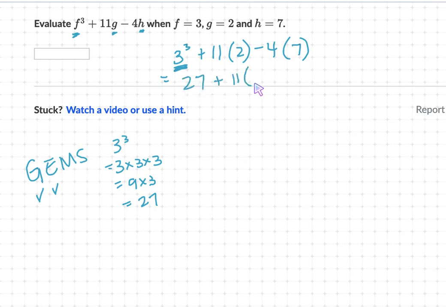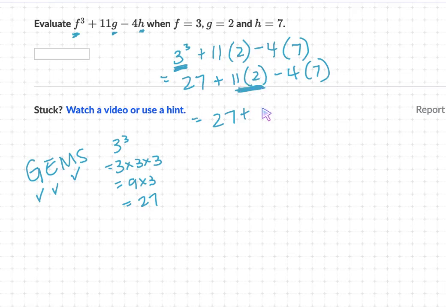I'm going to copy everything else back down that I didn't do yet because I'm working on one step at a time. Now exponents are done. I'm going to work on multiplication or division starting from left to right. So the first one that I see is this multiplication. 27 I didn't touch, so I'm going to recopy it down.